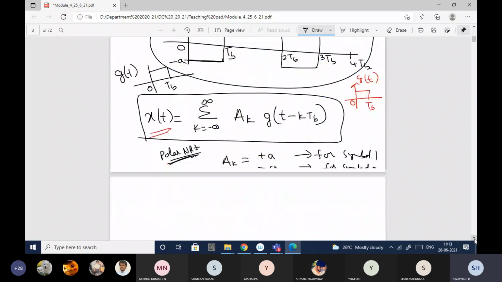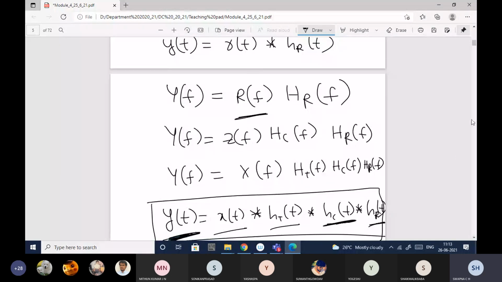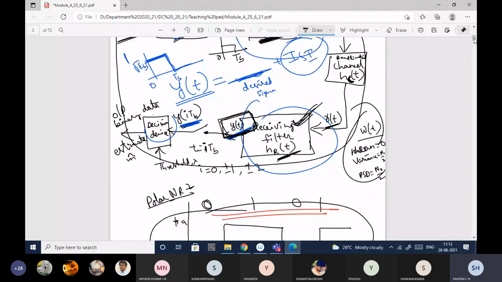Okay, so that is how I'm deriving the equation. So z of t is given as an input to the channel. z of t is here. This z of t is given as input to the channel h_c of t, so that my output from this filter is nothing but r of t.